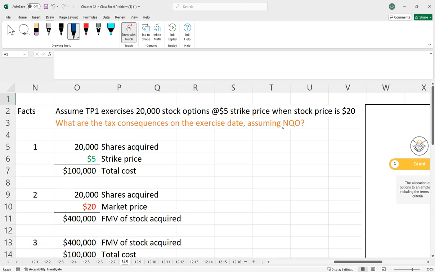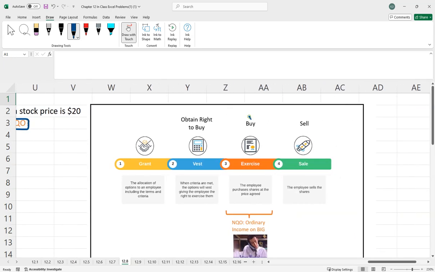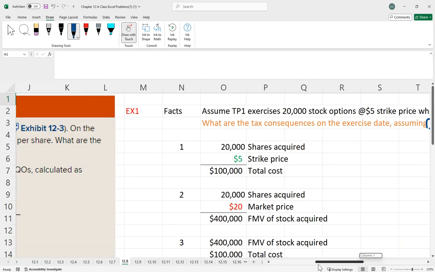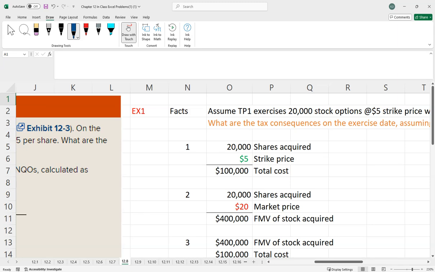All right, so we're dealing with non-qualified options, right? The idea with this is we know it's taxable to the employee on the exercise date for the built-in gain. On the exercise date, they exercised 20,000 options and he could buy it for $5, right? So he paid $100,000. The market price on the open market is $20 a share, right?